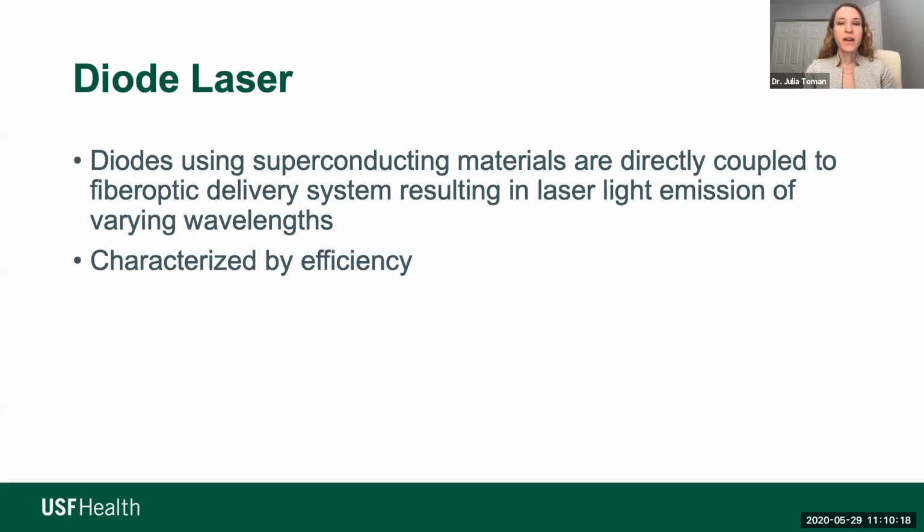The final electrically excited laser that we're going to talk about is the diode laser. And the diode laser uses superconducting materials that are directly coupled to a fiber optic delivery system that result in laser light emission of varying wavelengths. And the wavelength is then determined by the material used. They're characterized by a lot more efficiency than other lasers because there's direct conversion of electrical power to light with a 50% efficiency. So they produce much less heat than other laser systems. And so they can be constructed without cooling systems.